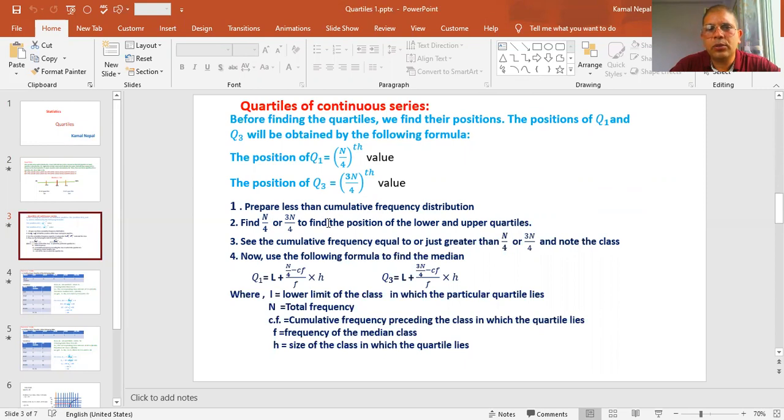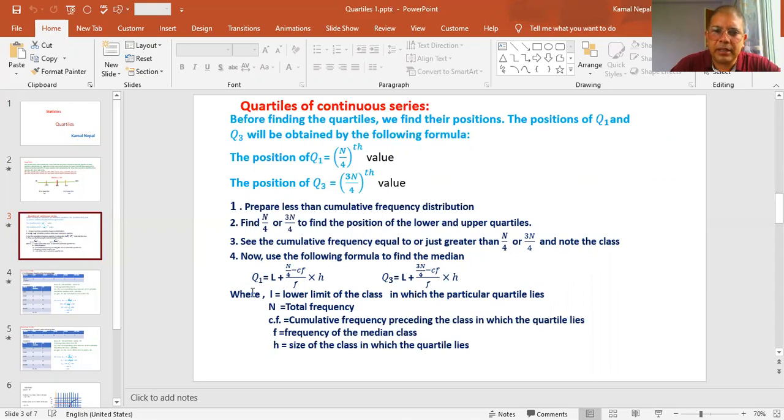To find the position of the lower and upper quartiles, see the cumulative frequency equal to or just greater than n by 4 or 3n by 4. Whatever value you get, take the cumulative frequency just greater than or equal to that, and note the class. Now use the following formula to find the quartiles.